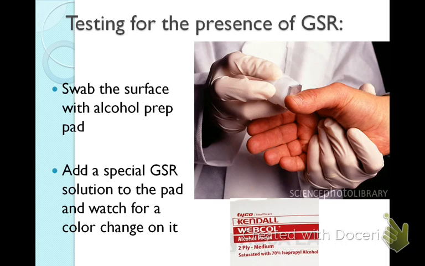Testing for the presence of GSR includes swabbing the surface with an alcohol prep pad and then adding a special GSR solution to that pad and watching for a color change. We'll do this in lab and you'll be able to see how that works.